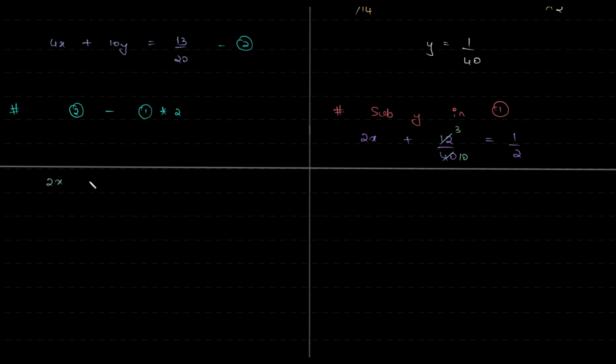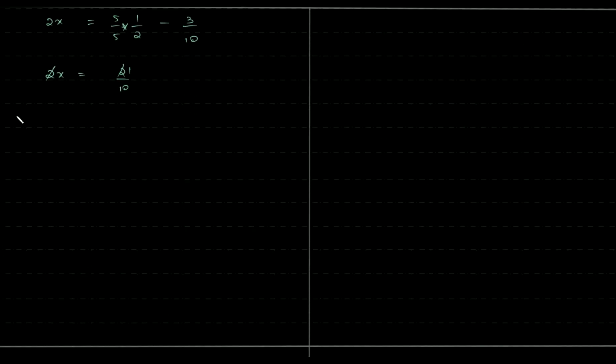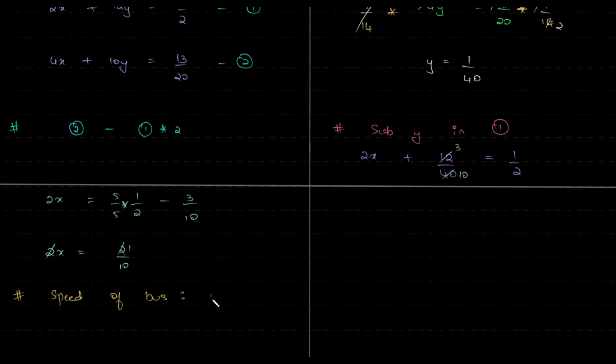So 2x is equal to 1 by 2 minus 3 by 10. LCM is 10, so I'll multiply and divide with 5. So we have 2x is equal to 5 minus 3 by 10, so 2 by 10. 2 and 2 gets cancelled, so x is equal to 1 by 10. Okay, so rickshaw is slower, right? Makes sense. So at the end of it, what is it that we have? Speed of bus would be 40 kilometers per hour.